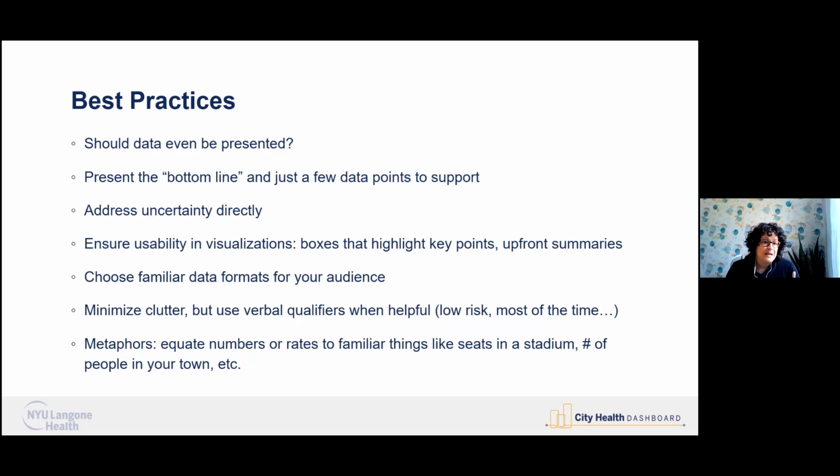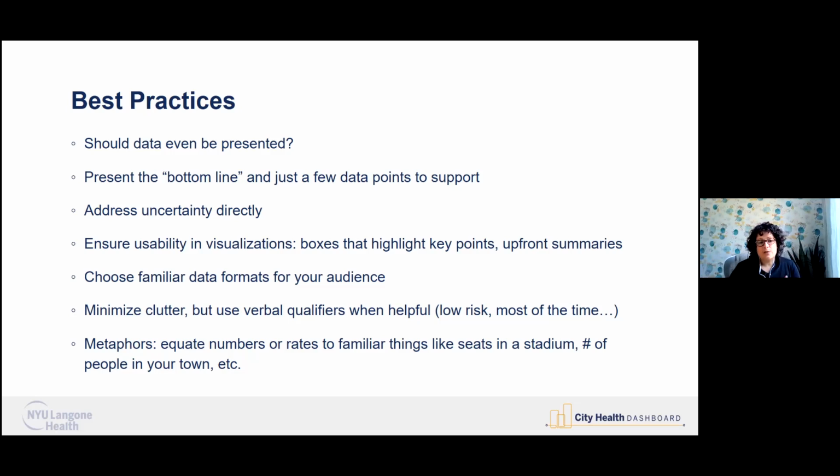You want to minimize clutter, but use verbal qualifiers when helpful, such as it's low risk or most of the time. And again, I know for our epidemiologists and data folks that this might be uncomfortable because you really want to be specific. But again, keep in mind those different audiences, and there's a time and a place for the specifics and a time and a place for really just making the message as brief as possible.